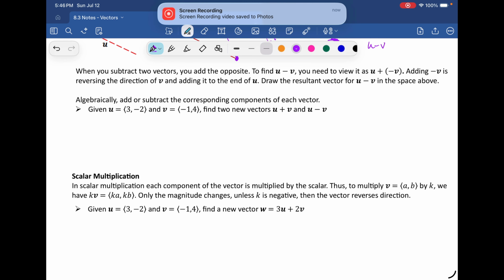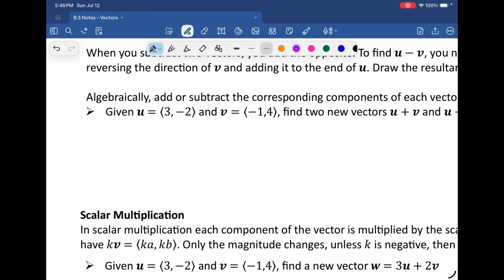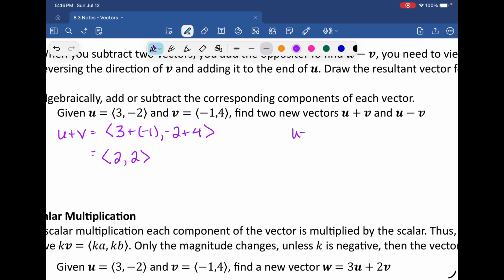Algebraically, it's literally just a matter of adding or subtracting their common parts. So u plus v, I'm going to add the two x coordinates. We're going to add the two y's. Subtraction, same idea. Subtract the parts. So 4, -6.